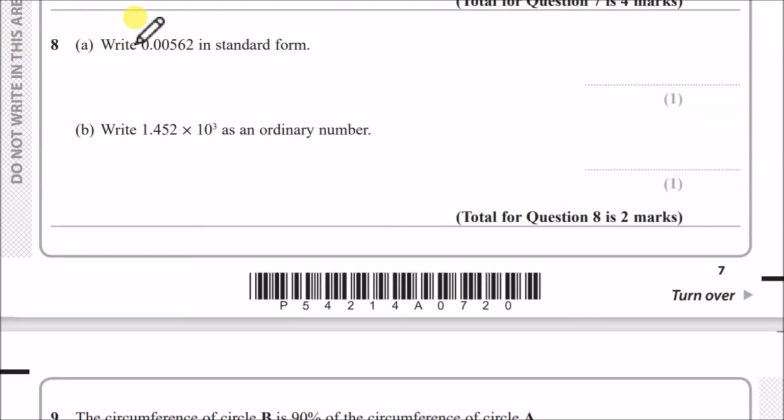Alright, number 8. So write this number in standard form. Okay, so to write any number in standard form, all you gotta do is always underline the non-zero values. So in this case, it's 562. Now all you gotta do is just pull that number out and rewrite it as 5.62. So there's always a whole number and the rest as decimal. And then write times 10 to the power something.